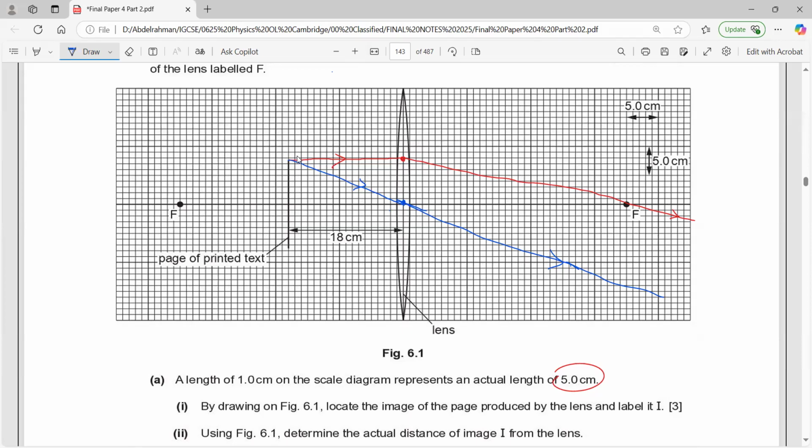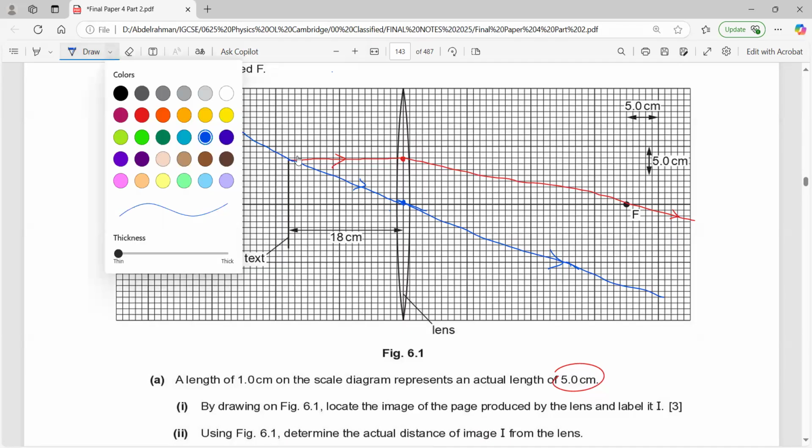And if you have a distance which is less than the focal length, what happens? A virtual image is produced. This image will always appear on the same side as the object. How can we draw this image? Extend both lines. I will extend this blue line. I'm extending this line.